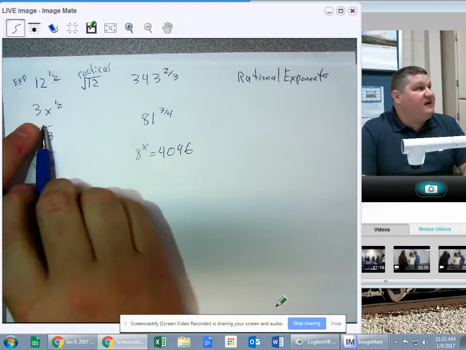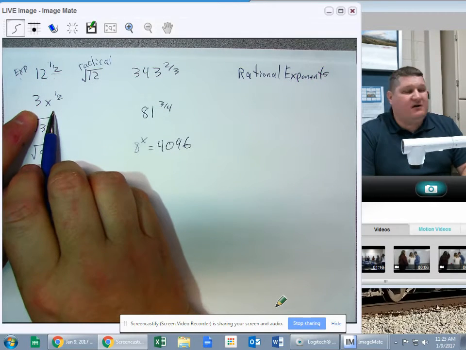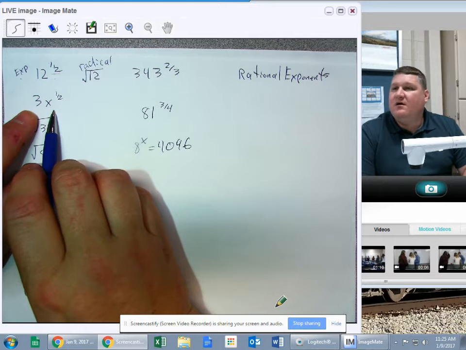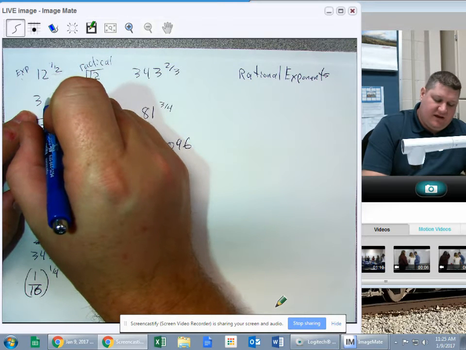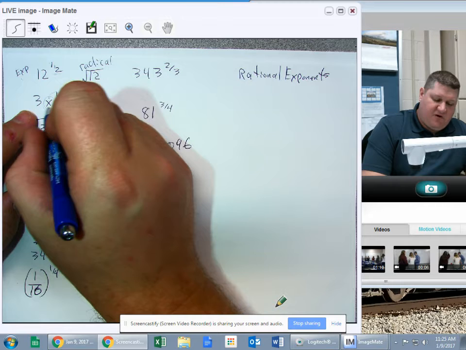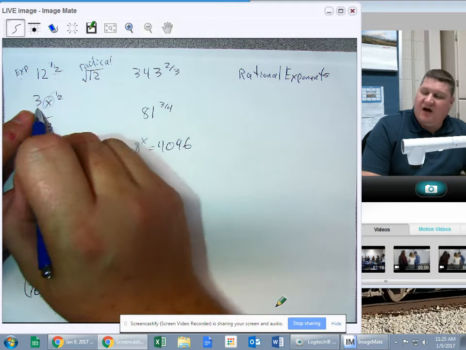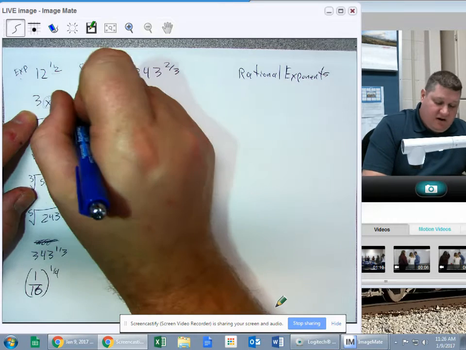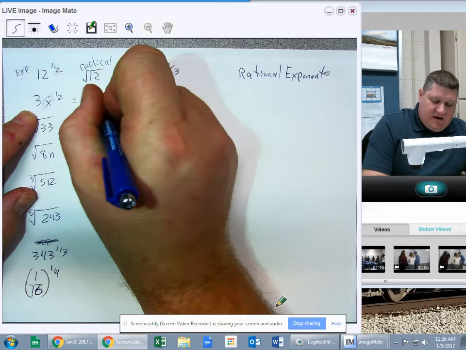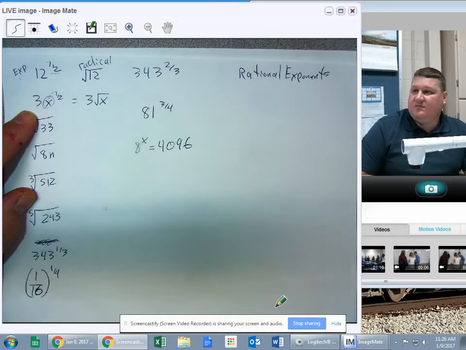Now, in this case, it's to the 1/2 power. It's going to be a square root, but the exponent only affects what's directly in front of it. It does not affect the 3. So the answer here is 3 square root of x.